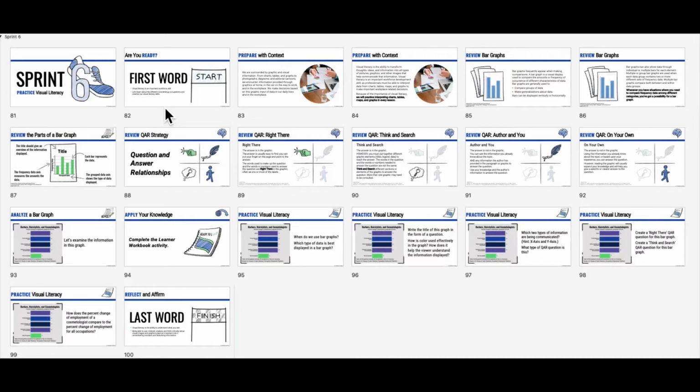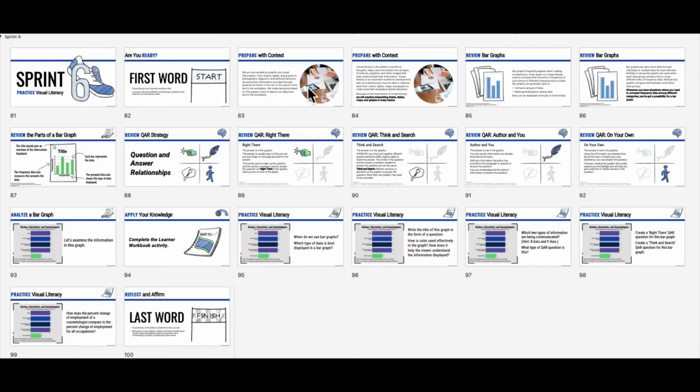Let's look at this particular example from Unit 8, Sprint 6. So the sprint again is about practicing visual literacy. The first slide provides that introduction. It says prepare with context. Let me just make a note really quickly. Anytime you see a prepare with context slide, this is information that just gives you context about the learning situation that learners are going to be presented with.